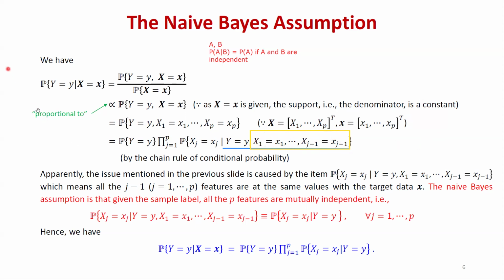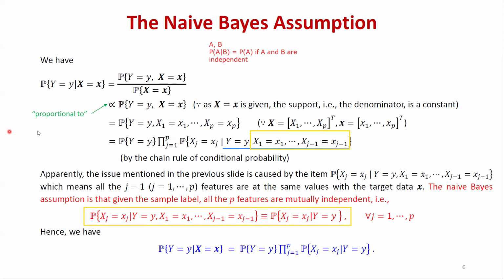And hence we have this. Such a big, complex item becomes so simple. Later you will see we will consider three cases to calculate it, and no matter which case, it's extremely fast to calculate. So this is the naive Bayes assumption. You just substitute this here, and we get this. I should write proportional instead of equal to: proportional to this times this, given the naive Bayes assumption.